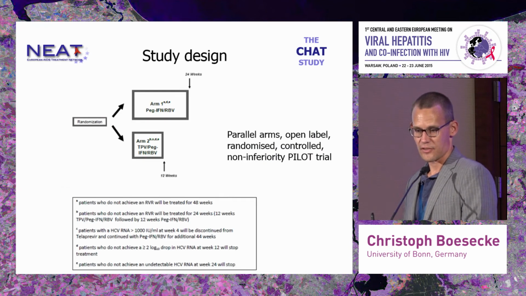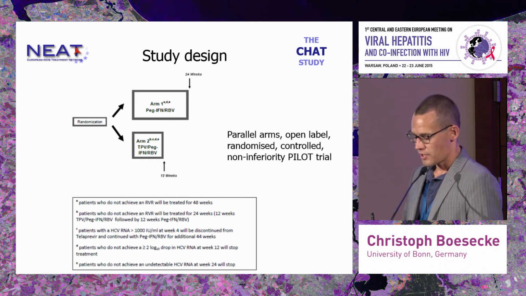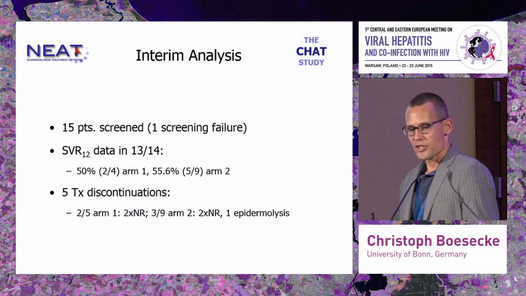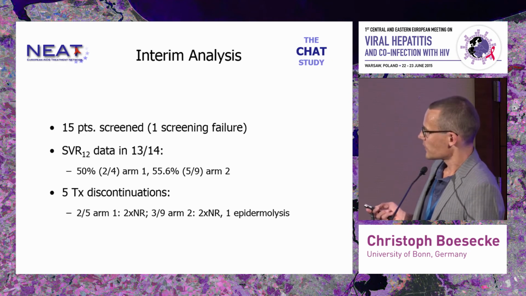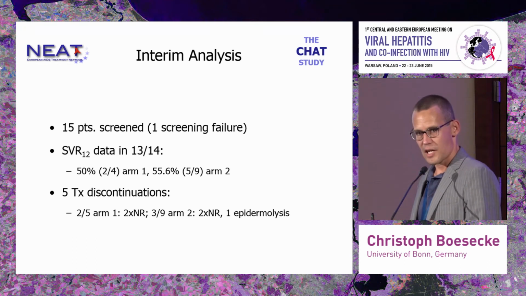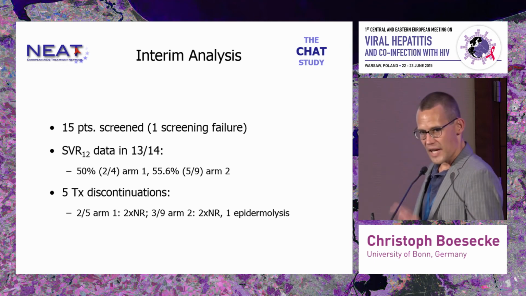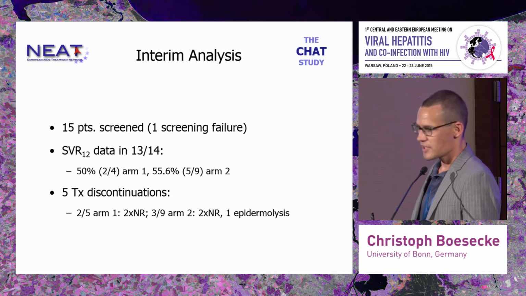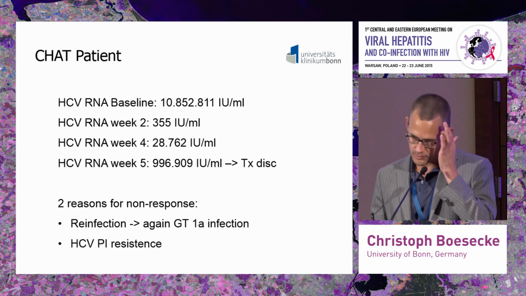So the study design of the CHET study is similar to the New York data we've just seen, but we managed to include a control arm because we really wanted to see what's the benefit of adding telaprevir compared to interferon ribavirin alone. We managed to screen 15 patients, one failed, and we have SVR12 data in 13 out of 14. What I really would like to highlight is that the SVR rate so far among the telaprevir-treated patients is far less than anything we have seen so far, and that mainly goes back to patients that actually didn't respond to the triple treatment, non-responders. And I will just show you one case because he happened to be my patient.